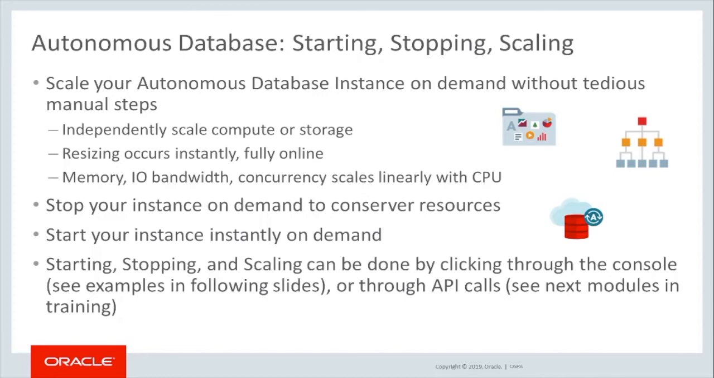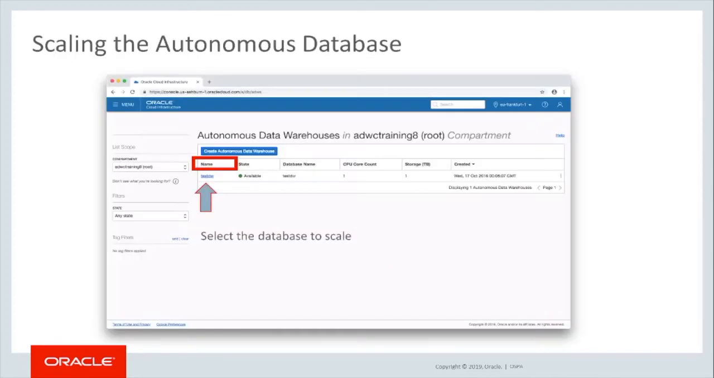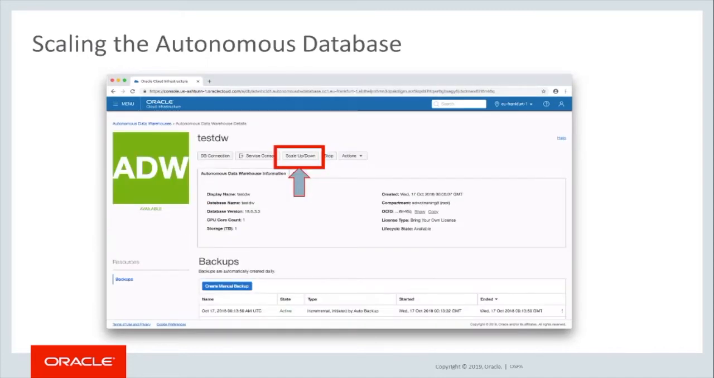Starting, stopping, and scaling can be done by clicking through the console. See examples in the following slides, or through API calls, such as will be covered in the next module. To scale the Autonomous Database from the console, select the database to be scaled. This will place you in the database console. Select Scale Up or Down button.